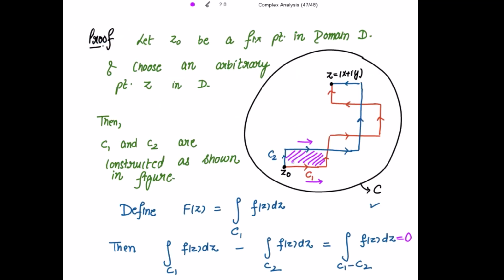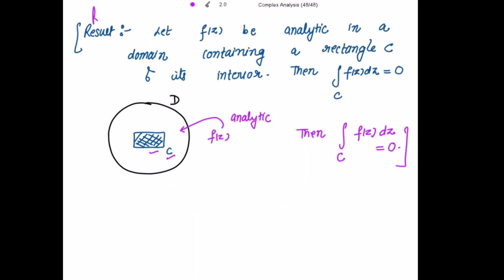Here also we are having the rectangle, right, this pink colored one. Because it is given to us that f(z) is analytic in the domain D, that is having this rectangle with the interior shaded in pink color, right? And the contour of this rectangle is C1 minus C2, right? Here it is C, but here it is C1 minus C2 for the first rectangle, right? So that is why the integral of f(z) dz along C1 minus C2 is equal to 0, right? So this is the reason for that.